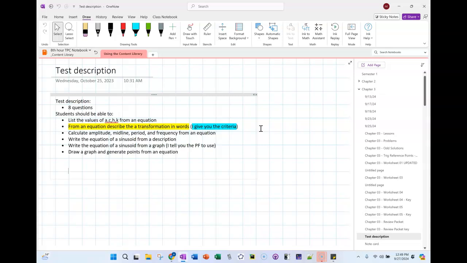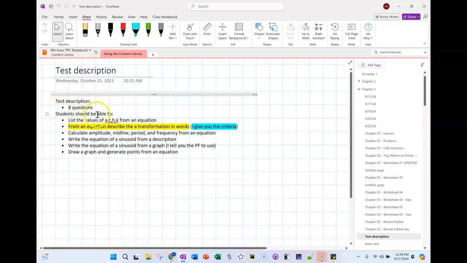Write an equation of a sinusoid from a description. So that's like worksheet 4. And write an equation of a sinusoid from a graph. That's like worksheet 5. I'll tell you the function to use, whether it's sine or cosine. And then draw and generate points from an equation. So like a graphing problem. What's the first thing you need to do before you start trying to graph something? A, C, H, and K. Got to have those or else you're not going to get the right points and you can't plot the right things. Okay?